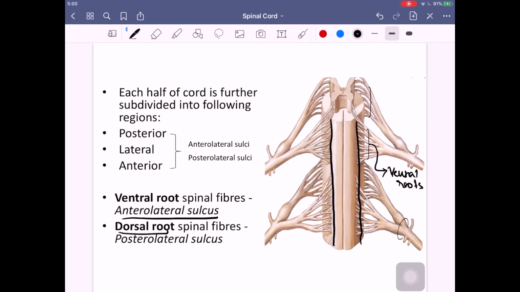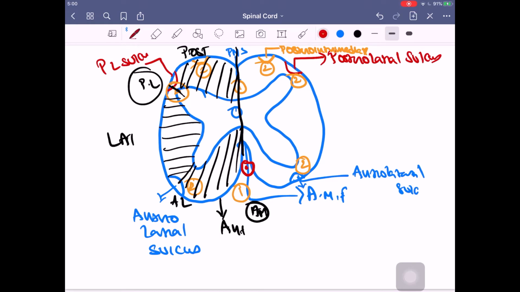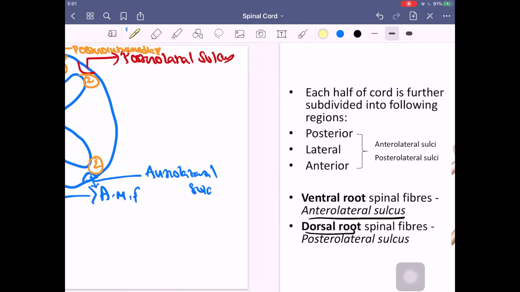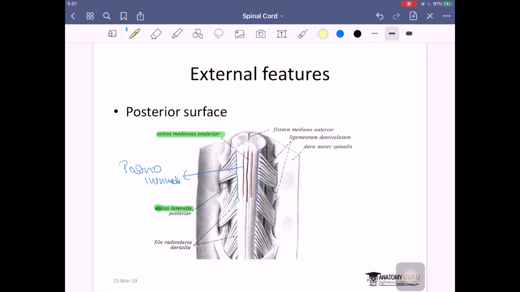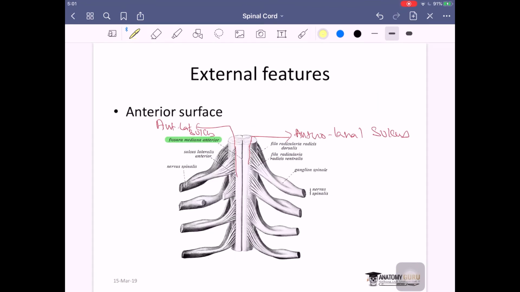The same way, a dorsal root or the sensory root is arising from, if I am able to mark here, this one is your dorsal root. So the dorsal root arises from your posterolateral sulcus. Here if I use a different color, possibly yellow, whatever is coming out through this is your ventral root or motor root, and whatever is going back in this is a sensory root or dorsal root. In this picture also we can make out the same.